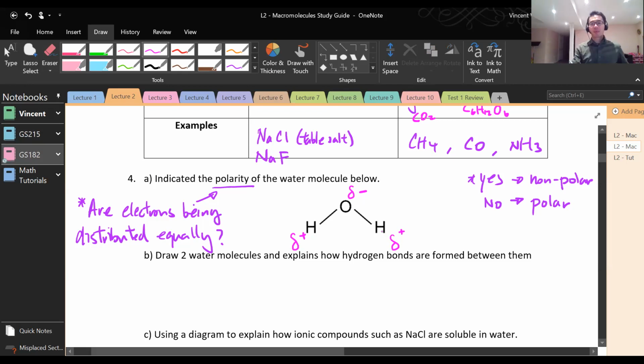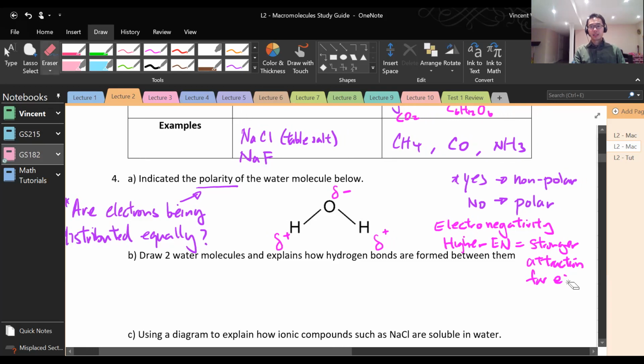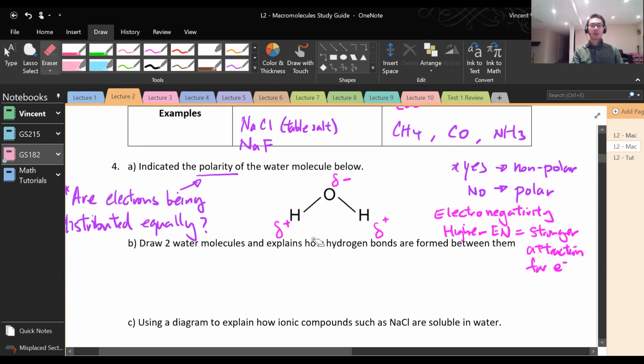So how do you know which one is hogging the electron? We look at something called electronegativity. And you will again learn more about it in chemistry. But basically, higher electronegativity equals stronger attraction for electrons. So if you look up the electronegativity for oxygen, it's going to be higher than hydrogen, so it's going to pull the electron towards itself. So that makes the water molecule polar.